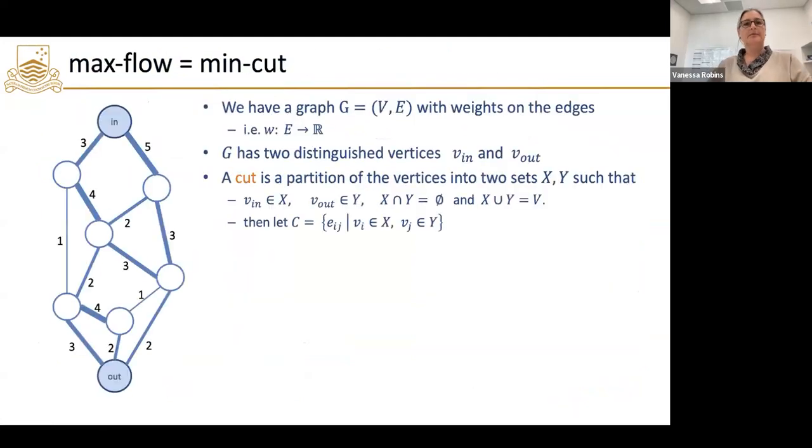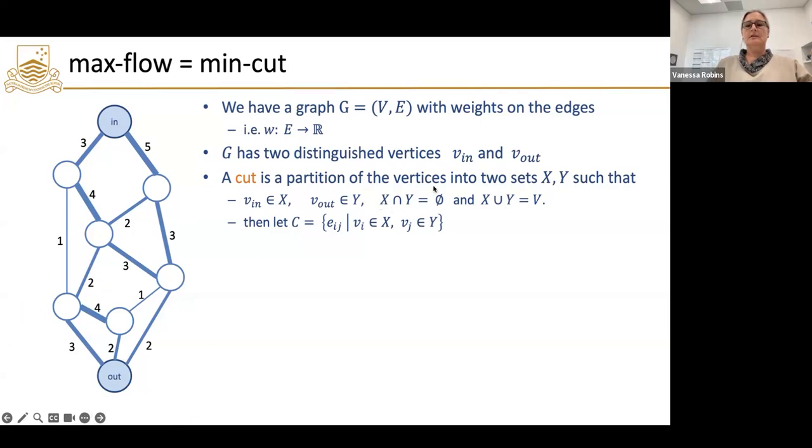How am I going? Not too bad. So now we're going to talk about our max flow min cut setup. Okay. So the setup that's typical in these max flow min cut contexts is we have a weighted graph. We have an inlet, a source, and we have an outlet or a sink. And these are the two distinguished vertices. And then a cut partitions all the vertices into two sets such that every vertex either belongs to the inlet set or the outlet set, right?